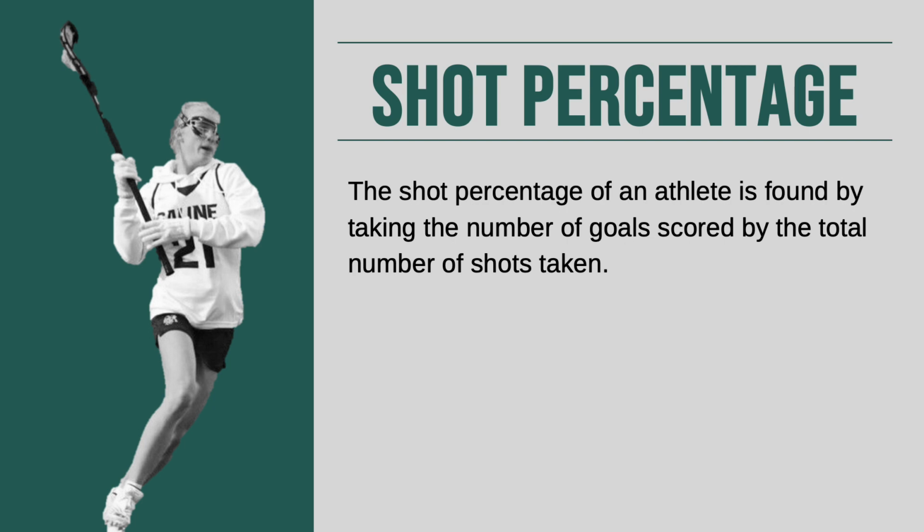Shot percentage. The shot percentage of an athlete is found by taking the number of shots scored divided by the total number of shots taken.